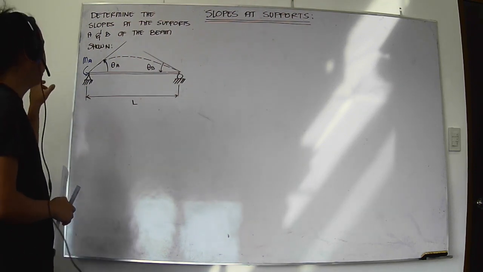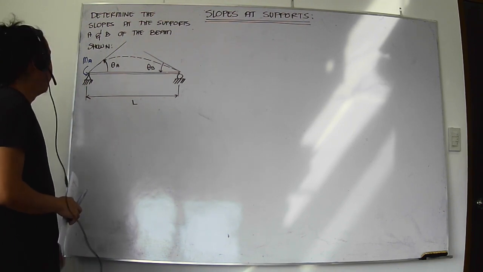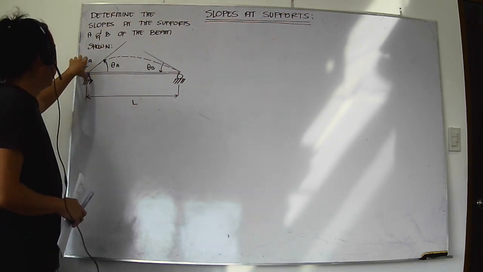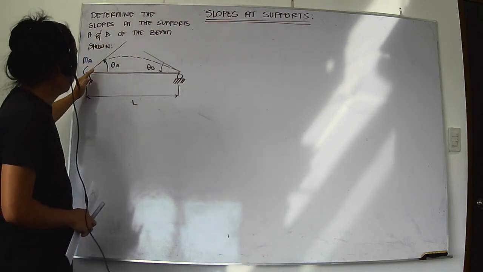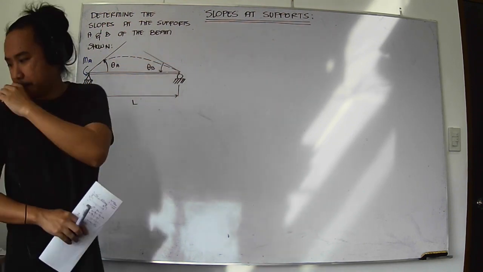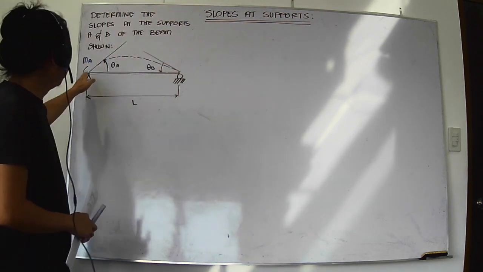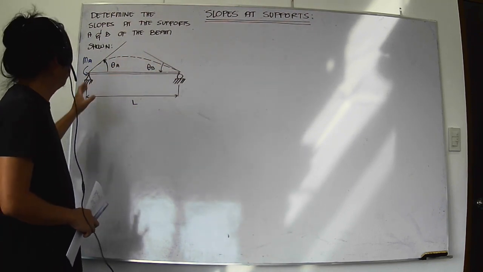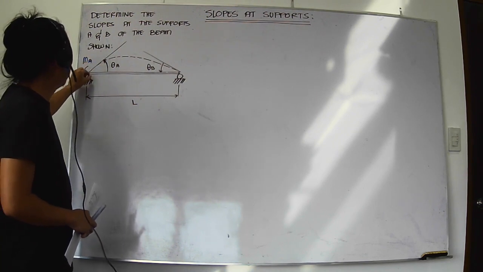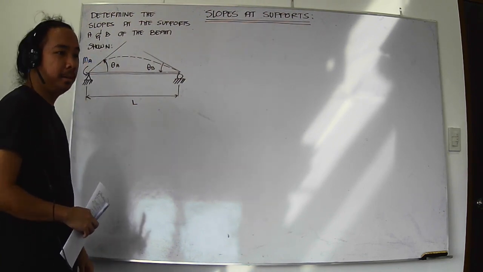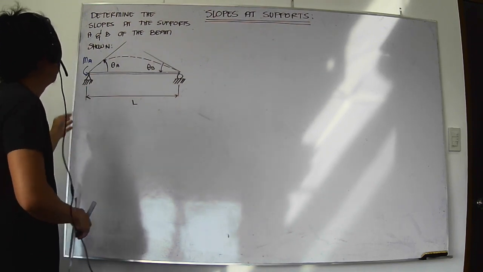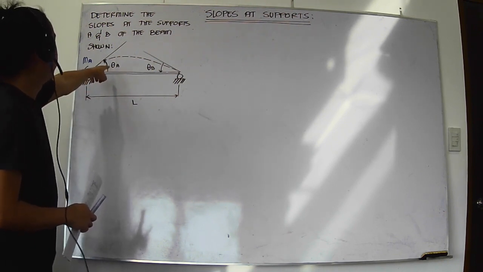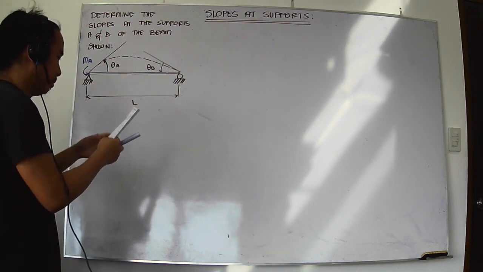Given that we have an applied moment, which is MA. MA gives out a rotation, so the tendency is that our beam will bend this way, which is the deflection in a way. With this deflection, we have a corresponding rotation at the supports. We need to find the values for theta A and theta B.